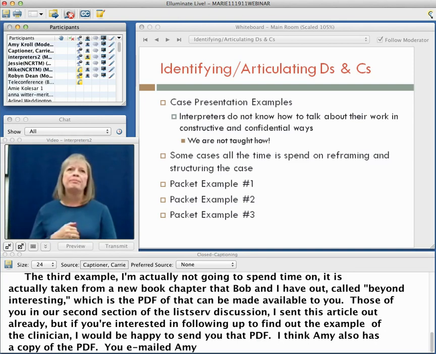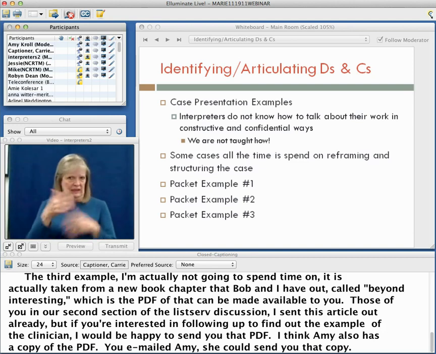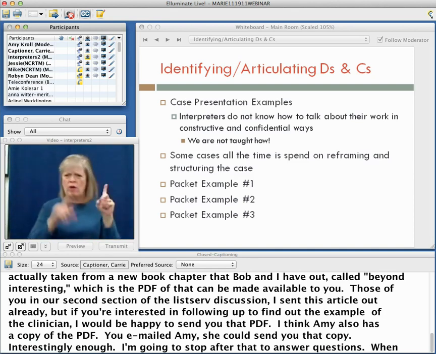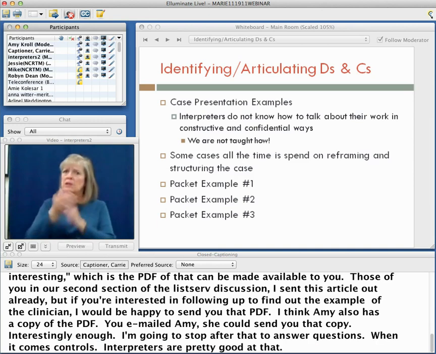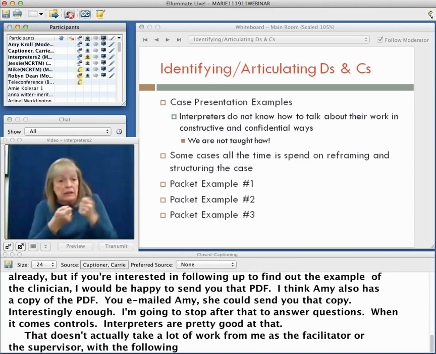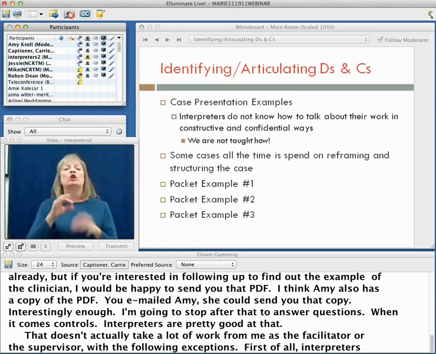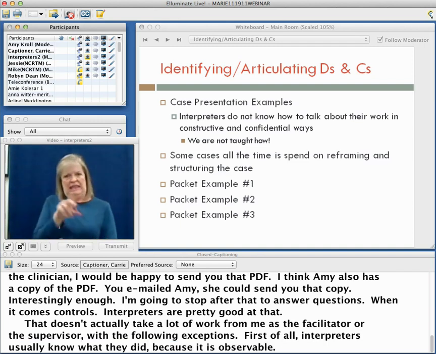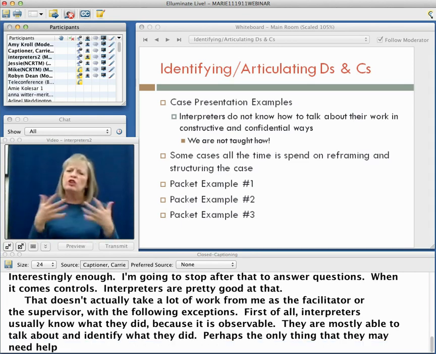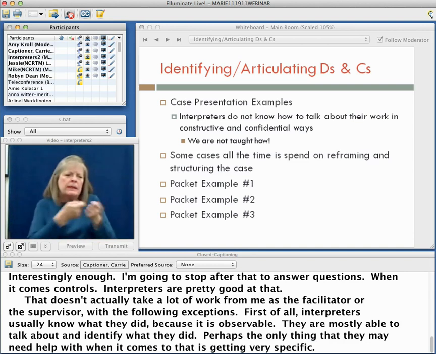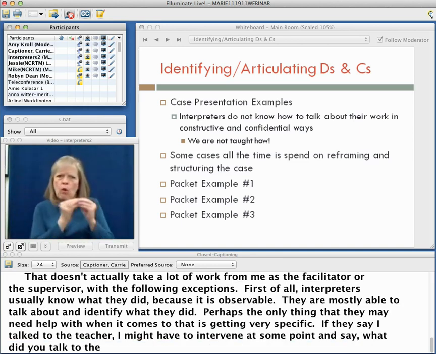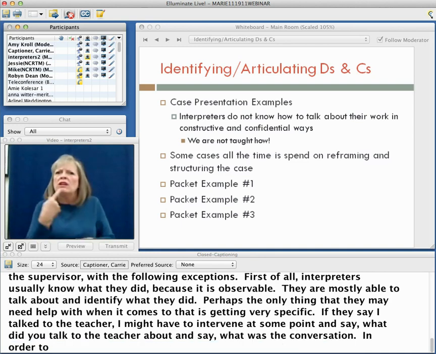Interestingly enough, and I'm going to stop after this to double check on questions, when it comes to identifying and articulating controls, interpreters are pretty good at that. That doesn't actually take a lot of work from me as the facilitator or the supervisor, with the following exceptions. First of all, interpreters usually know what they did because it's observable, and they're mostly able to talk about and identify what they did. Perhaps the only thing they might need help with is getting very specific. So if they say, well, I talked to the teacher, I might have to intervene at some point and say, well, what did you talk to the teacher about? What did you say? What was the conversation?